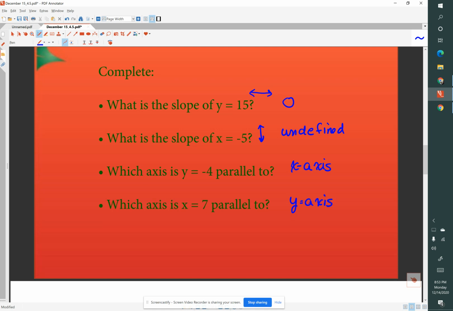Make sure you do your homework, think carefully about these. Very highly tested. Vertical and horizontal lines show up a lot on standardized testing, and they will show up on your unit test as well.